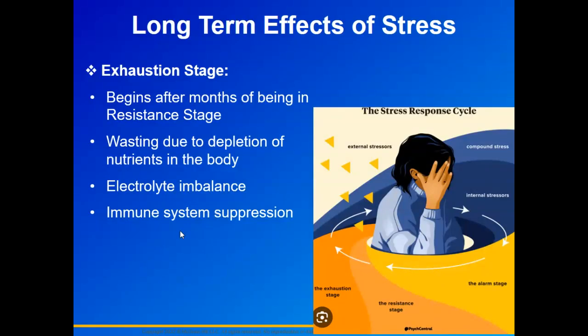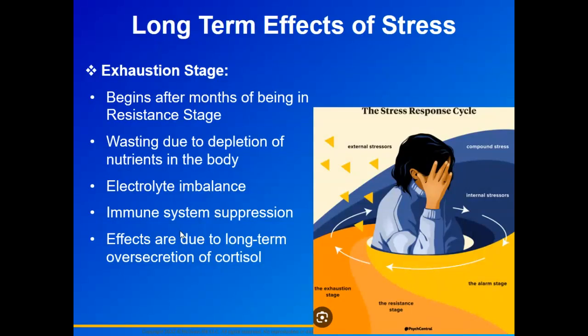Now, typically people usually come anyway because they don't want to have to make it up later, or they can't make it up later. But this is due to immune system suppression. And immune system suppression doesn't have to wait until the exhaustion stage, but it is highly correlated with this stage. And so the effects of all these are basically due to long-term oversecretion of cortisol. And if it is not taken care of, it can result in death.